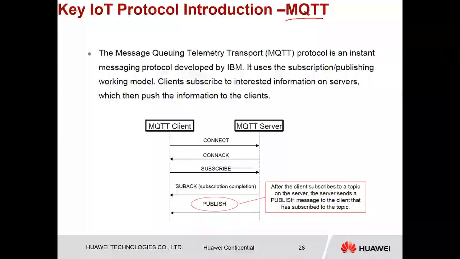First is MQTT. The full name is Message Queuing Telemetry Transport. It's always used by sensors, for example cameras. They use this protocol to connect to our IoT platforms.